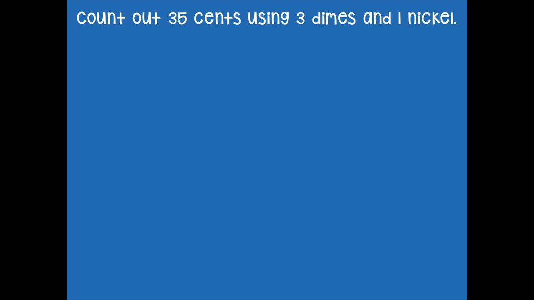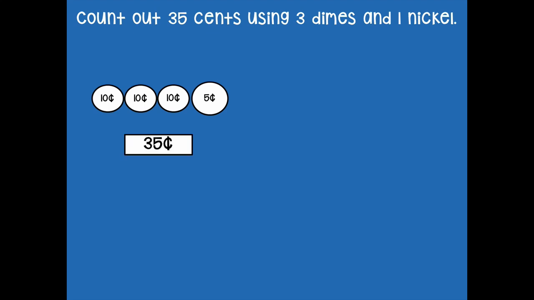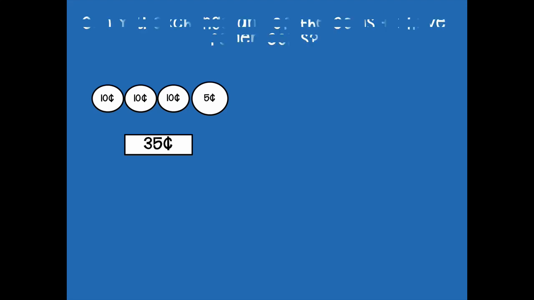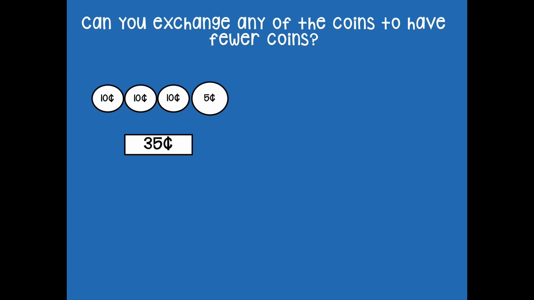So let's count out 35 cents using 3 dimes and 1 nickel. To this one, I'm telling you exactly how to count this. So 3 dimes and 1 nickel. Okay, so go ahead and make that on your model. Okay, so there's my 35 cents. How many coins do we have there? Yeah, 4. Okay, can you exchange any of the coins to have fewer coins? Right now we only have 4, but what's a way we can maybe make less coins?